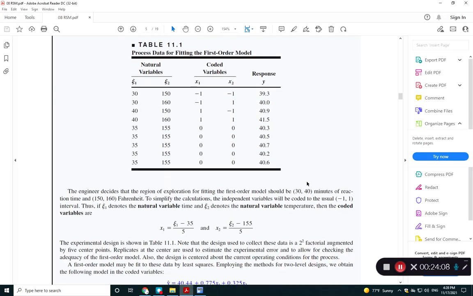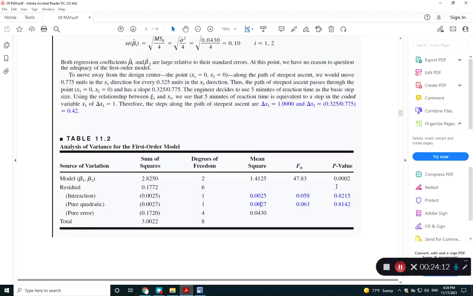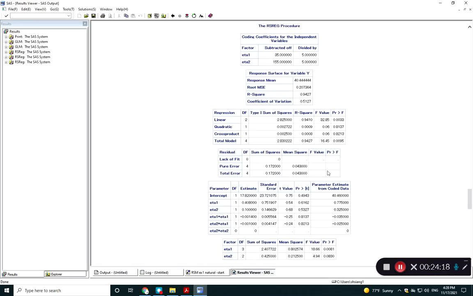And that is exactly the same as the ANOVA table here. It's significant. And then all the quadratic terms, 0.81, 0.82, the interaction term and quadratic term, are not significant. That's good news. That means you still have a place to go to climb.